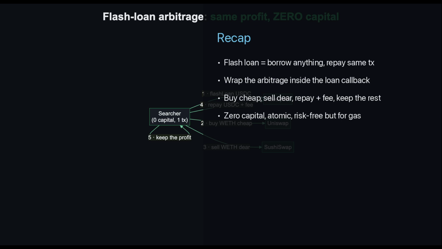Quick recap. A flash loan lets you borrow anything as long as you repay it in the same transaction. You wrap the whole arbitrage inside the loan's callback. Buy cheap, sell dear, repay the loan plus fee, keep the rest. Zero capital, fully atomic, and the only thing you can lose is gas. That's the tool underneath a huge slice of on-chain MEV.